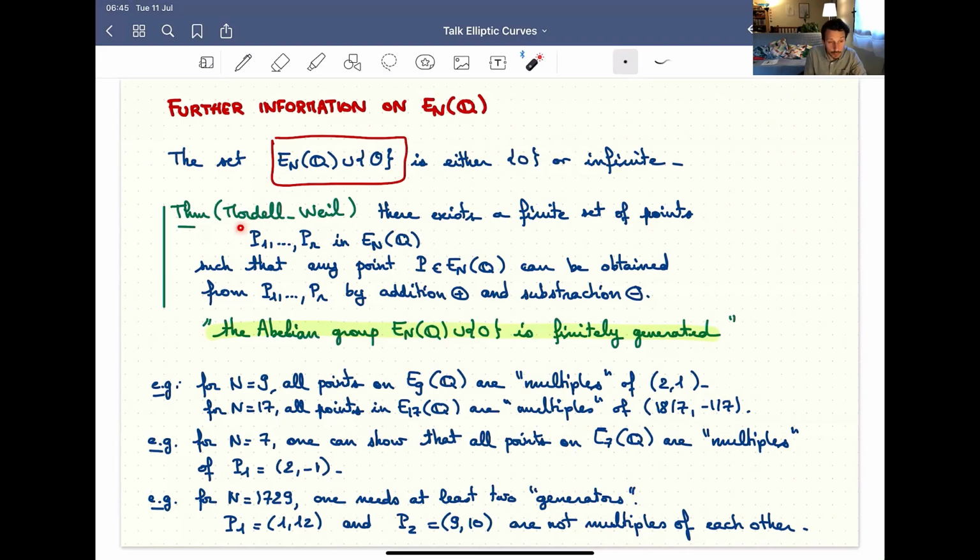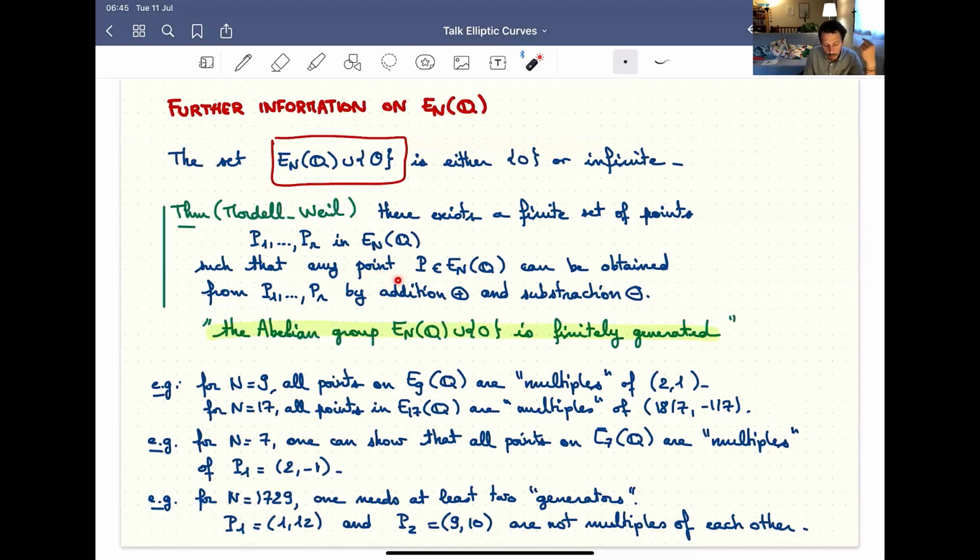So this theorem is due to Mordell and Weil. I just stated a special case, which is what we are interested in here. And it says that there exists a finite number of points in the set E(Q). So let's call them P1 up to PR. So there are solutions P1, P2, up to PR with the following property.